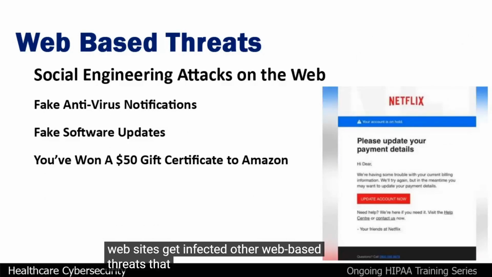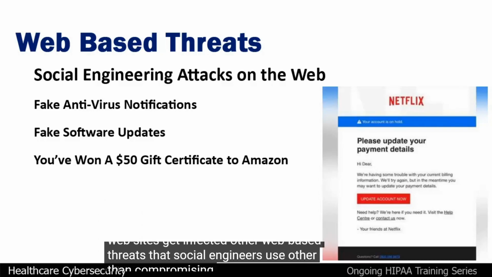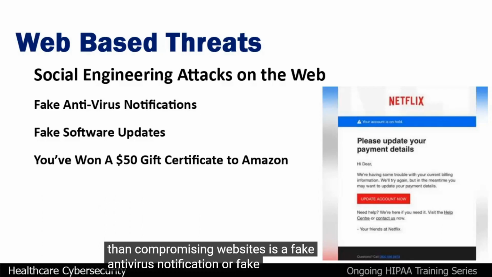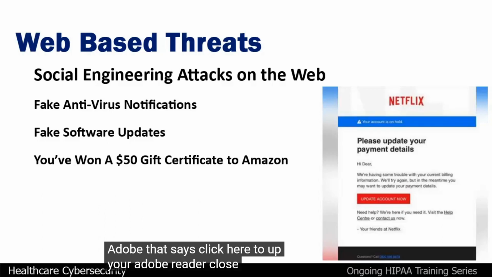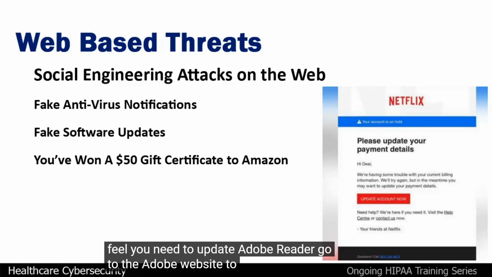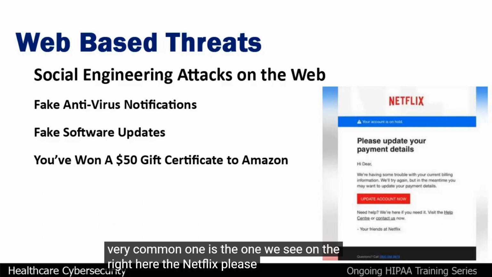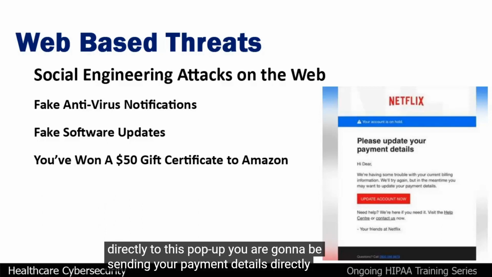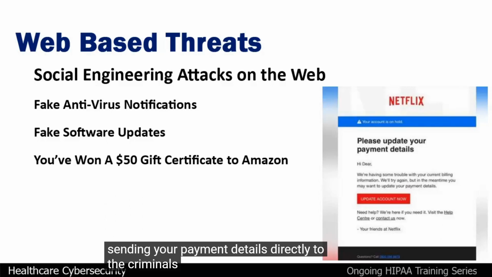Other web-based threats that social engineers use, other than compromising websites, are a fake antivirus notification or fake software update. So you receive an update from Adobe that says, click here to update your Adobe Reader. Close it out. If you feel you need to update Adobe Reader, go to the Adobe website to do so. Another very common one is the one we see on the right here, the Netflix: please update your payment details. If you respond directly to this pop-up, you are going to be sending your payment details directly to the criminals.